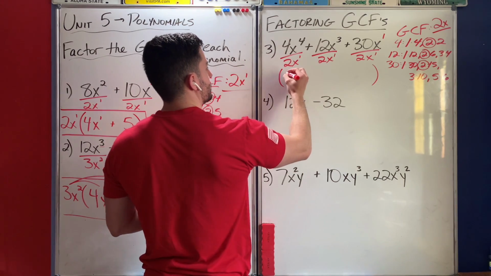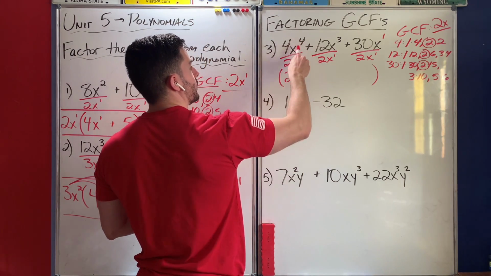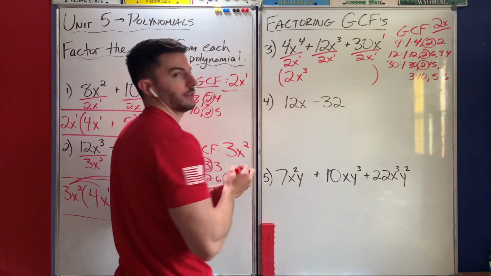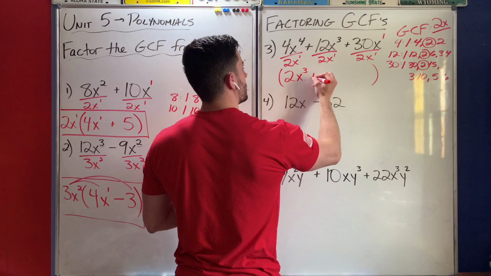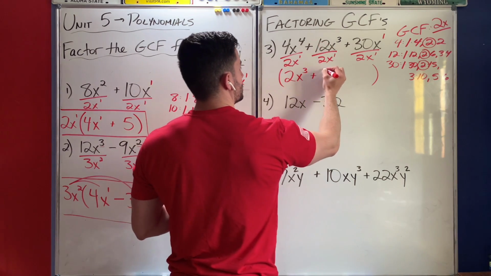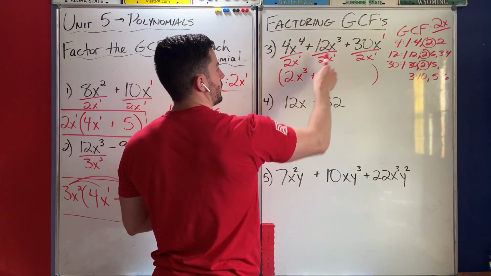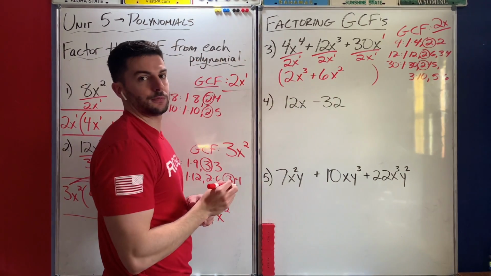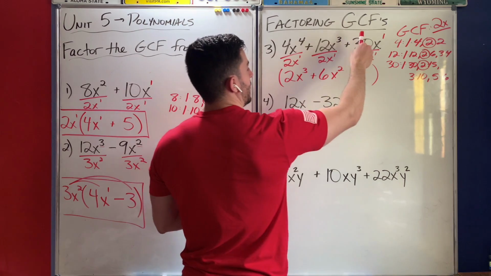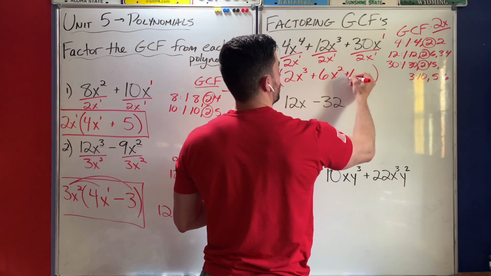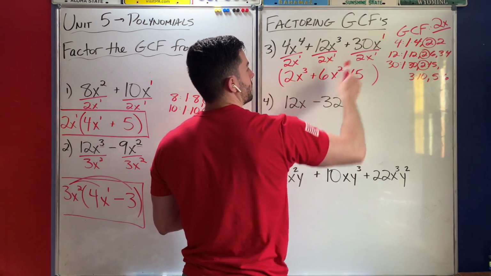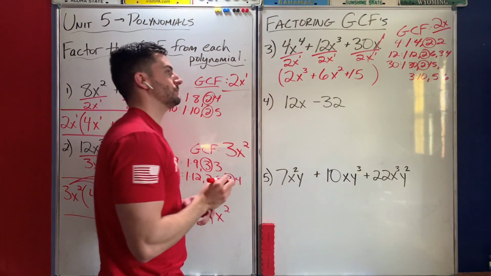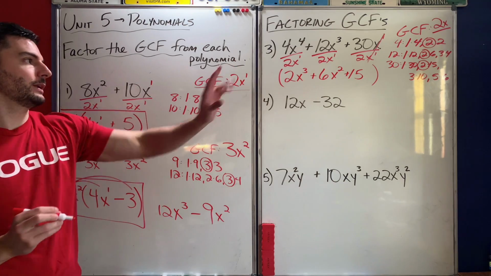So 4 divided by 2 is 2. X to the 4th divided by x to the 1st would be x to the 3rd, 4 minus 1. Plus 12 divided by 2 is 6. X to the 3rd divided by x to the 1st, 3 minus 1, x squared. And then last, 30 divided by 2 is 15. X to the 1st divided by x to the 1st cancels, 1 minus 1 is 0. So there's my group.